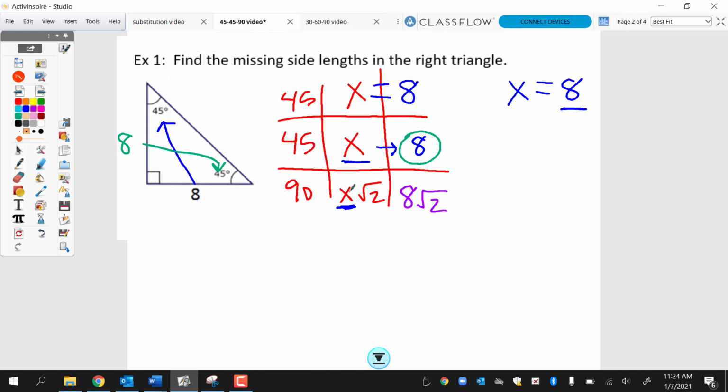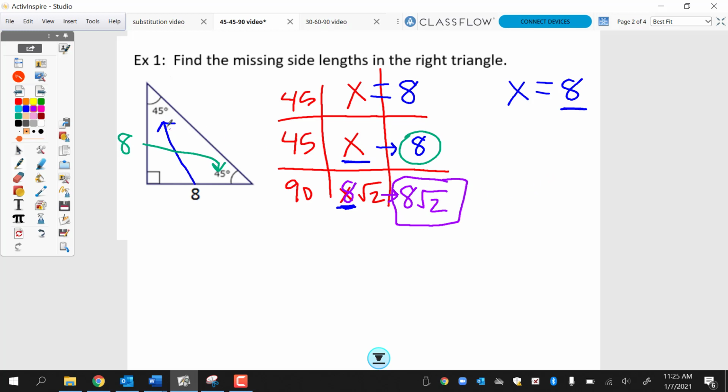We're replacing the x and we're putting in 8. Now, does this simplify anymore? Is there like a fraction and I need to get a square root out of the bottom? Or can I multiply? Am I allowed to multiply a whole number with a square root? No. So this is as simplified as it gets.